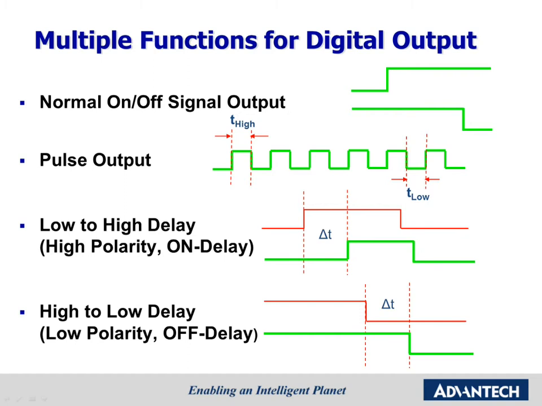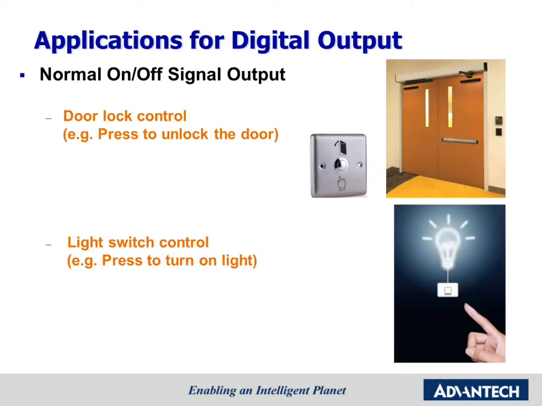The last two are both delay output. The user can set delay time for generating a high or low signal. For example, delay 1 second and then turn on the LED, or delay 1 second then turn off the motor. Here are 2 examples of application for digital output. First one is normal DO. It can be used to unlock the door by using it together with a magnetic sensor. Second, it can also be a simple switch to turn on a light.